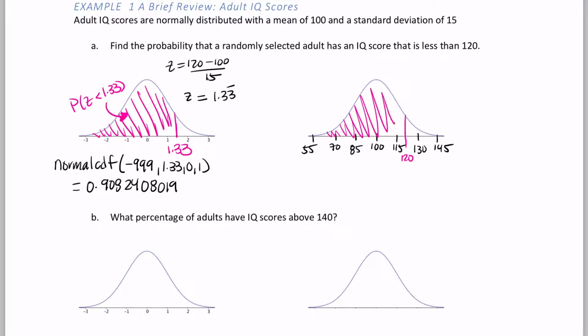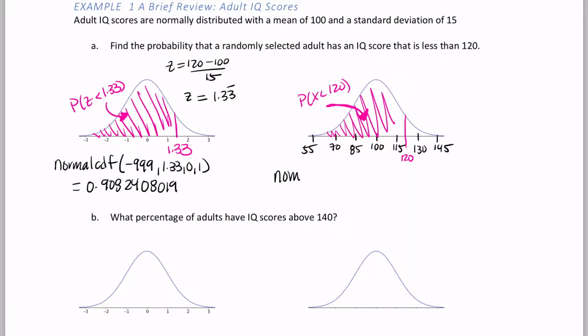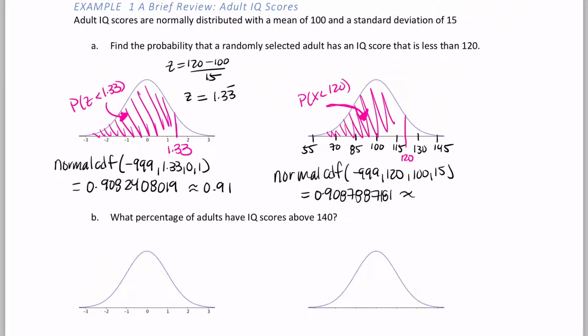And of course, we're interested in IQ scores that are less than 120 on the left. And that would be given by this area that I shaded here in pink. So on your calculator, you would enter. Now, if we round these to 1 decimal place, they're both about 0.91, so they're identical. If we round them to 3, we're pretty close.